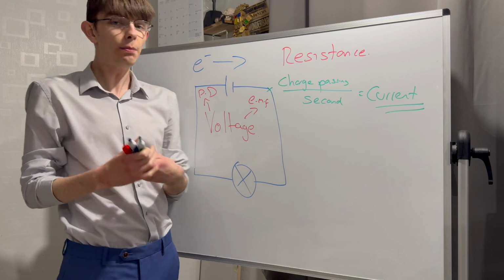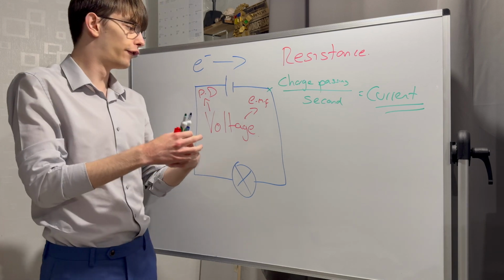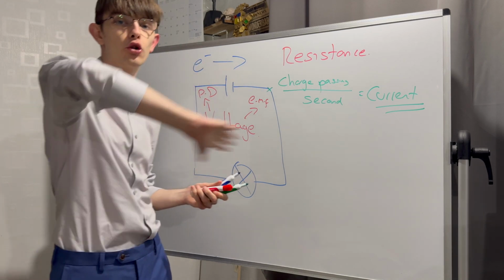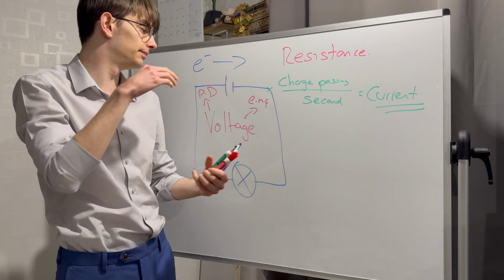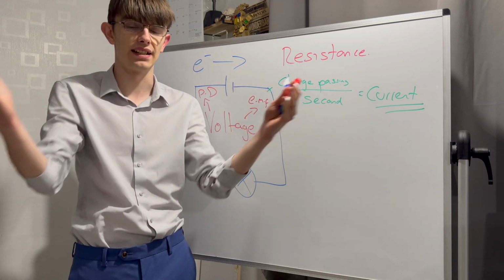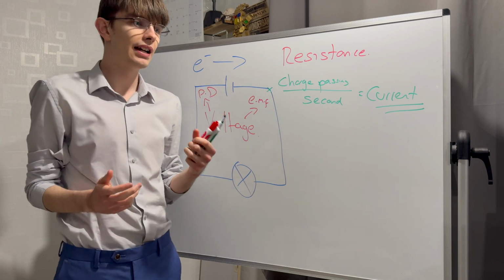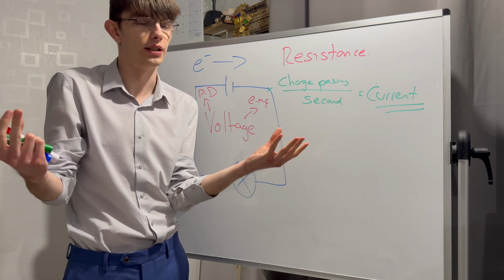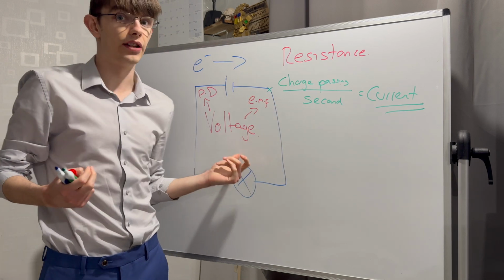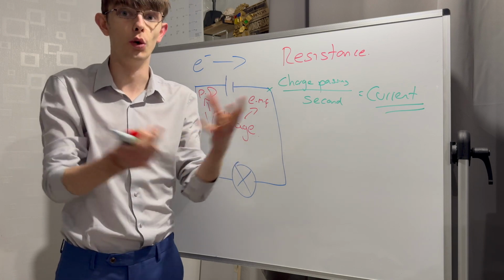Well, some people might tell you that it is the force that these electrons are being pushed around the circuit with. Some people might tell you it is the energy that these electrons are providing to things in the circuit. So which one of those is true? Because something can't be both a force and an energy. Well, the answer is it's neither. It's voltage. It's its own thing.